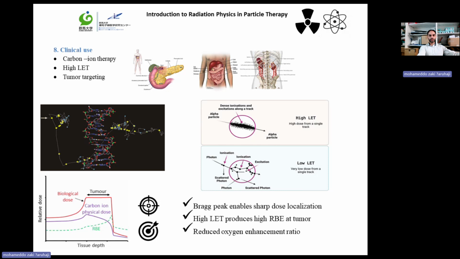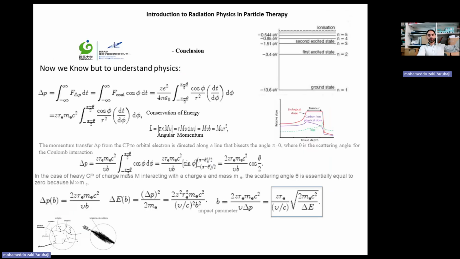And with this, I come to an end. This is the conclusion. Now maybe we know some parts of physics, but knowing is different than understanding. And to understand physics, we need to understand this kind of thing, which I do understand. I don't know about you. And I put this to conclude. Now, my conclusion, can you understand it from there?